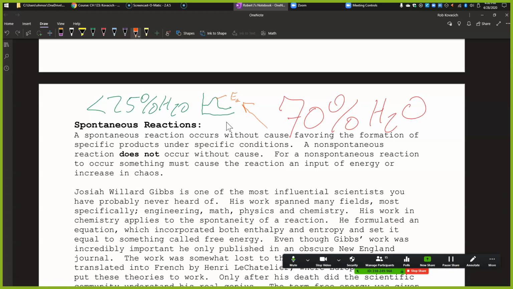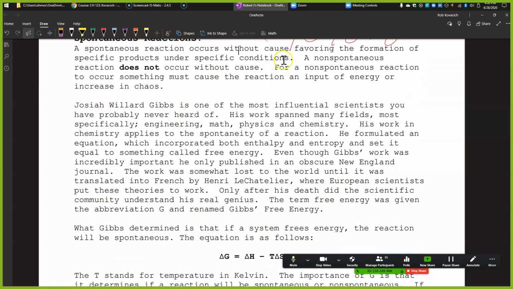So once I overcome that initial amount of energy that it needs, then it just happens on its own. All right, so the person who gets credit for this idea of calling a particular reaction spontaneous is Josiah Willard Gibbs. He's the most important physicist slash chemist that people don't know.